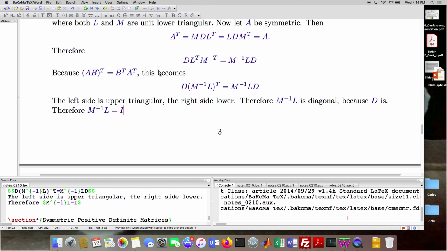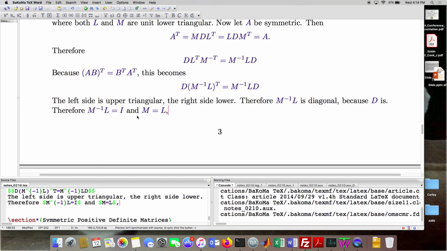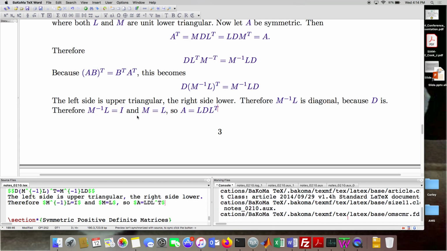It's identity. Because M and L are unit lower triangular, therefore M inverse is unit lower triangular. You multiply them, still unit lower triangular. Diagonal entries are 1. But it's also diagonal because we have upper triangular equal lower triangular. So it must be identity. And M equals L. So we have A is equal to LDL transpose.